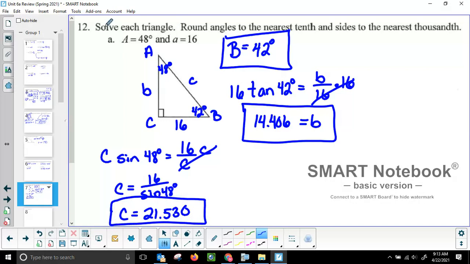Do make sure that you follow the directions here. Round angles to the nearest tenth, so 1 decimal place, and sides to the nearest thousandth, which is 3 decimal places. Of course, we didn't have to round this at all, it was exact. But these two we had to round to the nearest thousandths, like the instructions say.